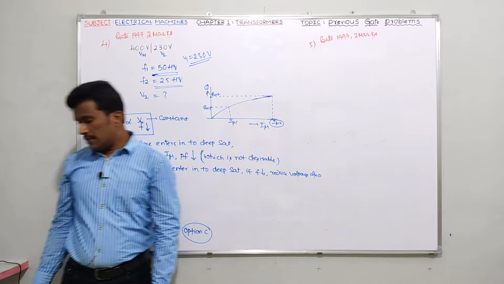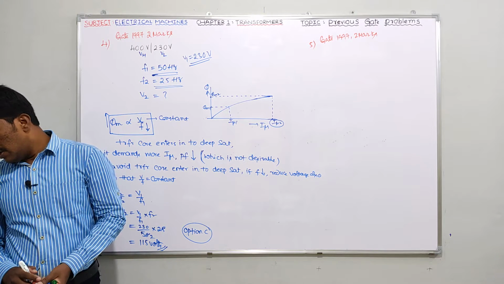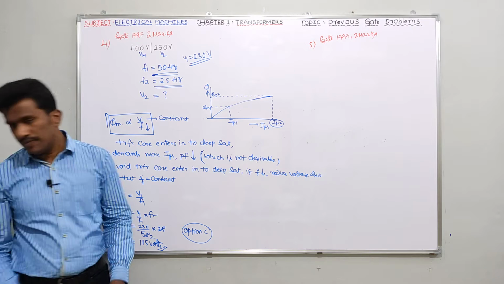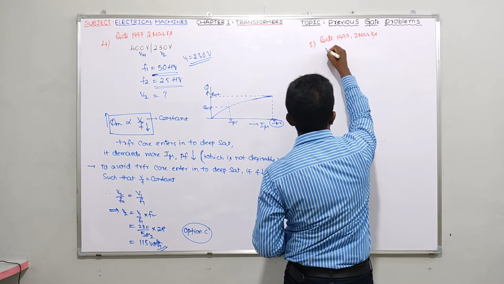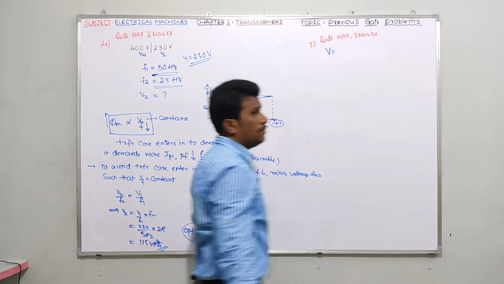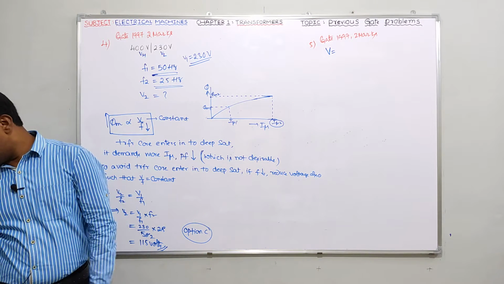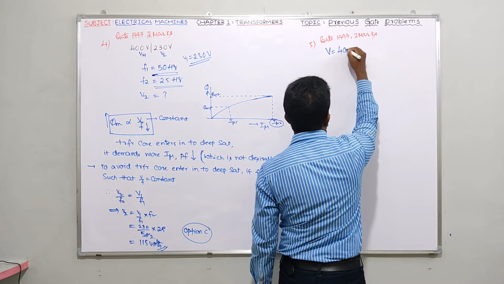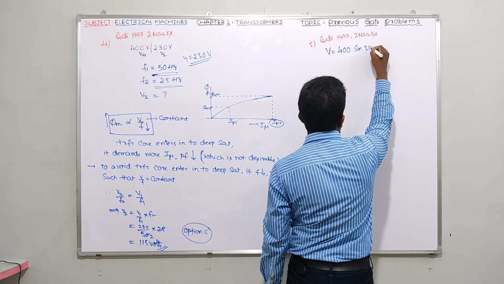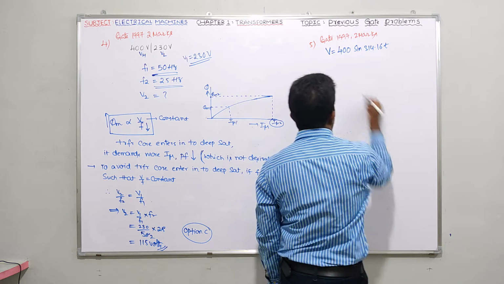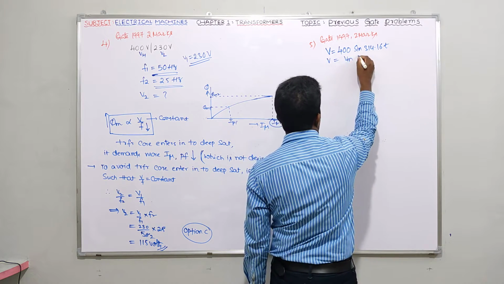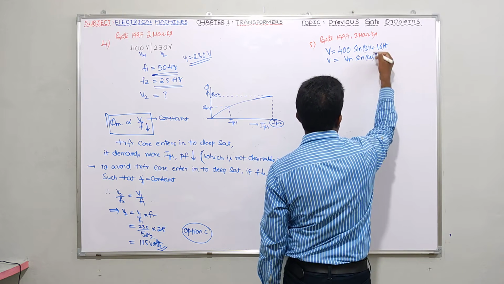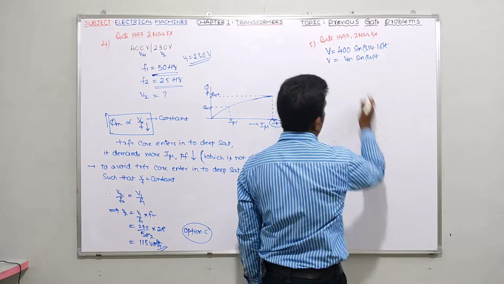So please let me study the question. A voltage V equal to 400 sin 314.16t. How much has he given? V equals 400 sin 314.16t. It is like V equals Vm sin omega t, in this form. That means omega equals 314.16 and Vm equals 400 volts.